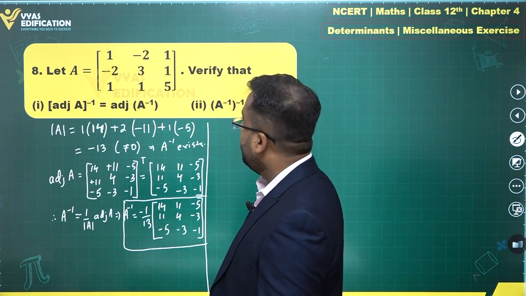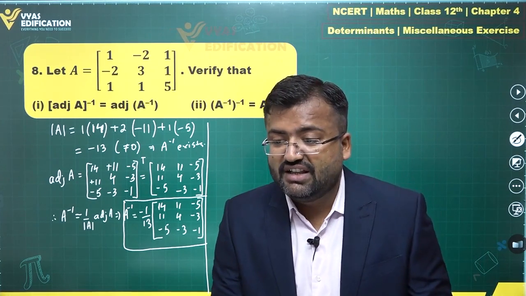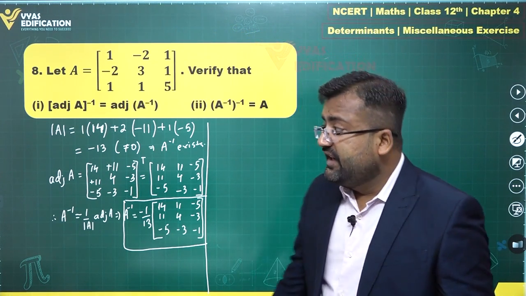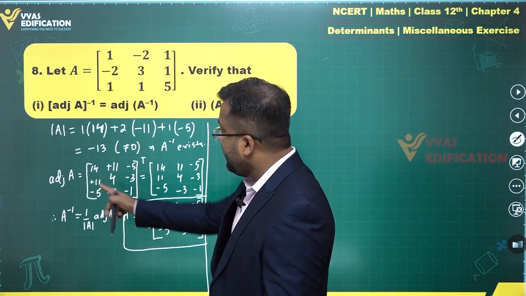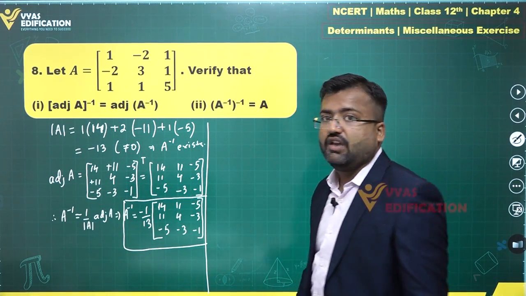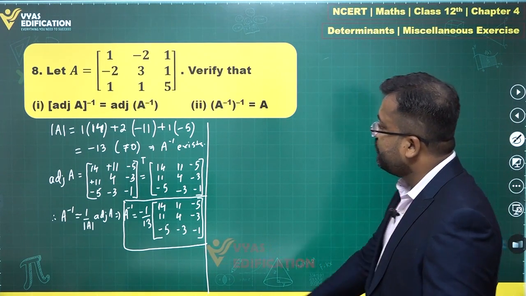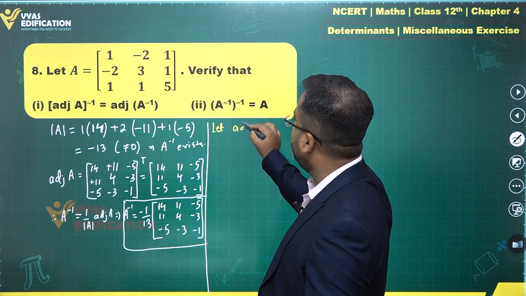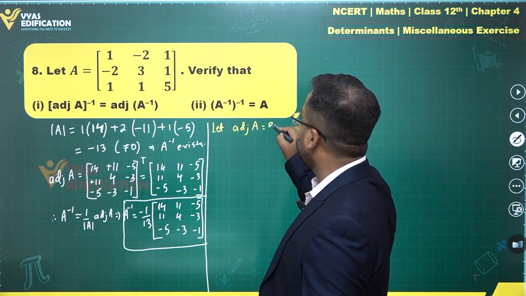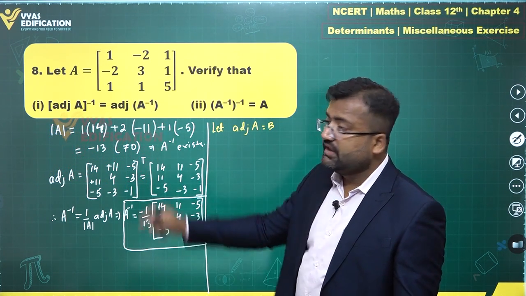If you observe carefully, in the first part, we don't need any of this. We don't need the inverse of A. We need something else. We need the adjoint of A inverse, and we need adjoint of A and its inverse. We are interested in both of these things. Let's go ahead and solve that. Let's go ahead and find those values. Let adjoint of A be equal to another matrix P. And we are interested in the inverse of P.